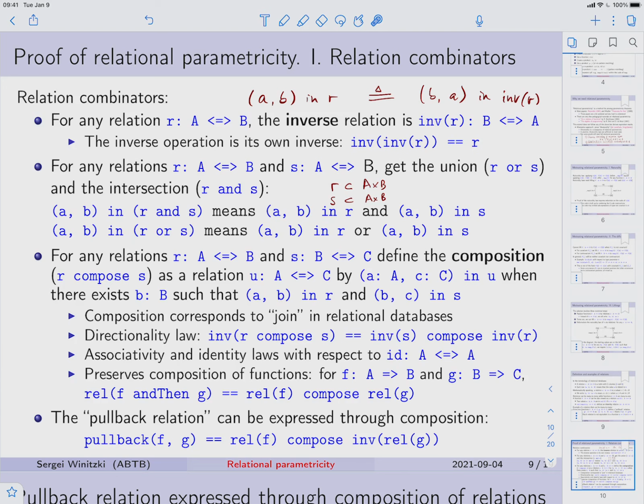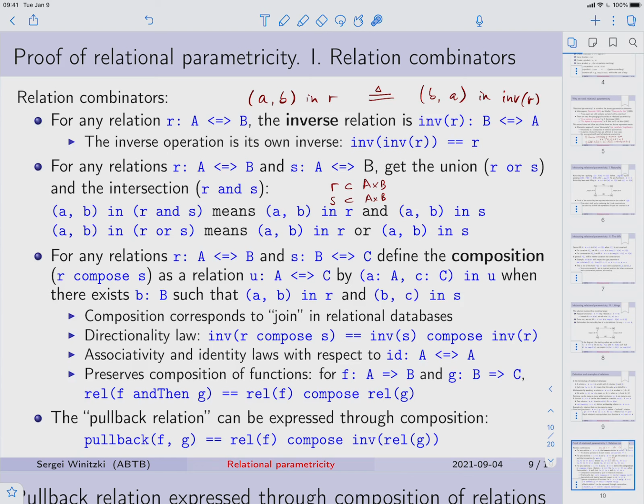Also, the composition has associativity and identity laws with respect to the identity relation. This is a very important property of the composition. Finally, it preserves the composition of functions. So if you have function A to B and function B to C, you can take a composition of these functions, f and then g, and the relation corresponding to that function is going to be equal to the relational composition between the relation of f and the relation of g. So that is an interesting property.